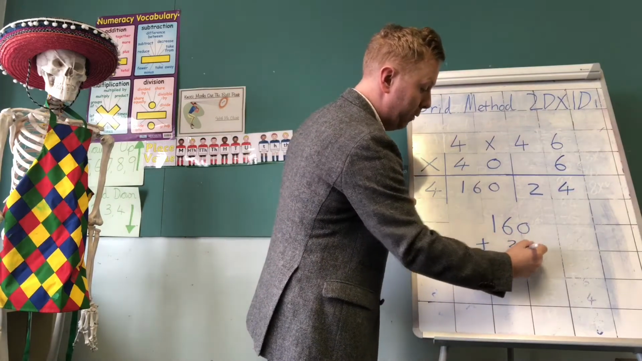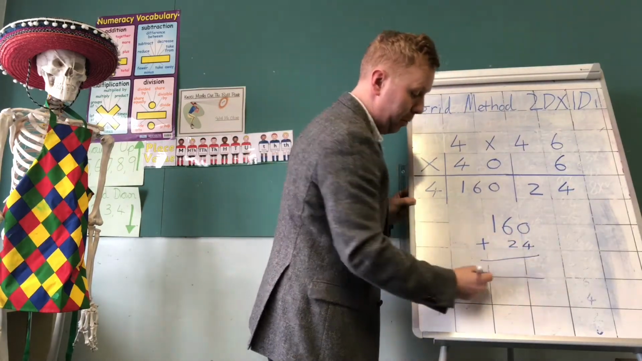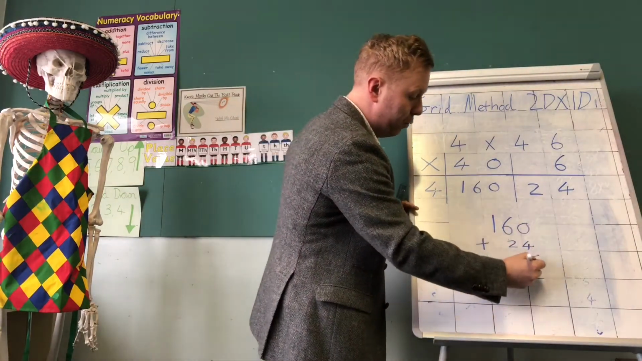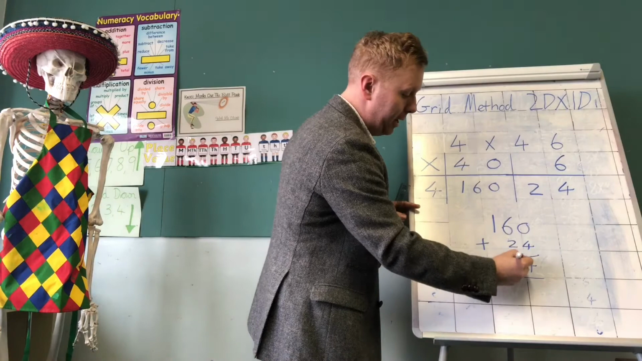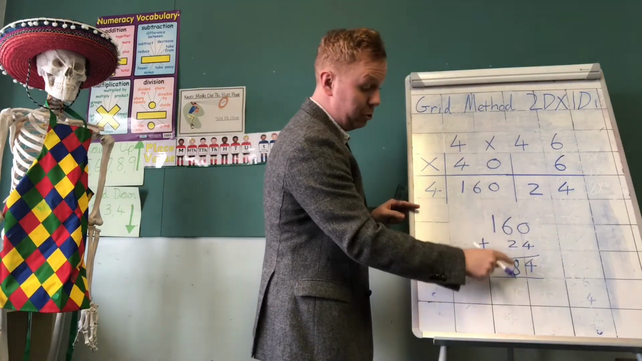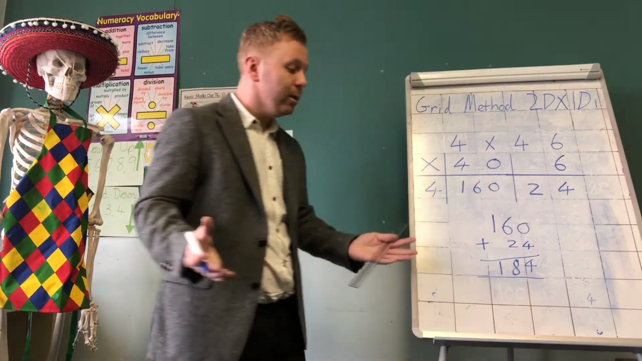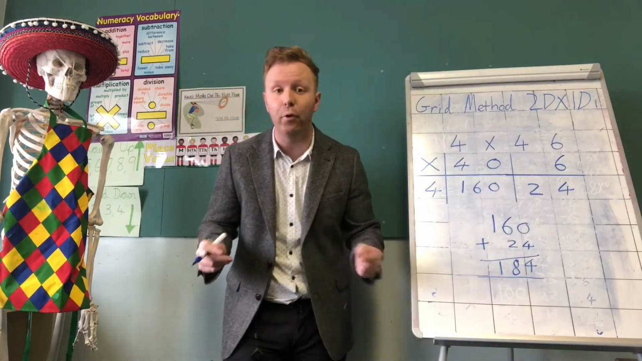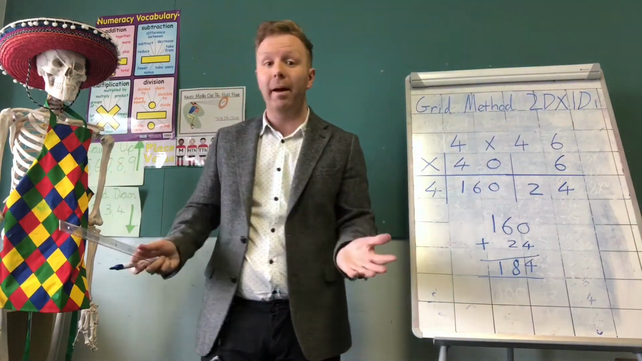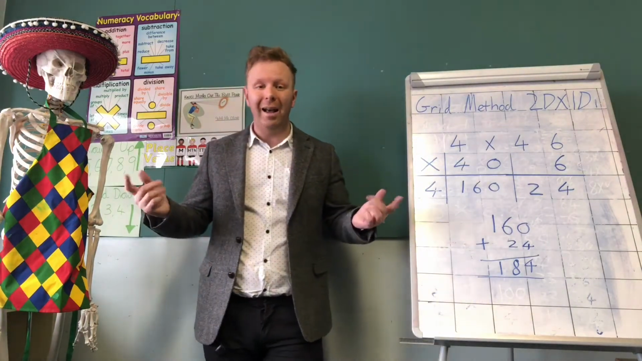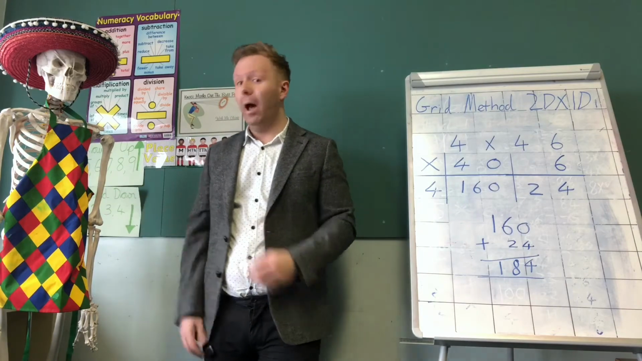20 goes in my tens, 4 goes in my units. Put my equal sign, doing it a bit messier today, don't worry about it. 4 add 0 is 4, 6 add 2 is 8, 6 tens plus 2 tens is 8 tens, and 100 is just 100. So there's my answer, 184. That's me done my first version of grid method. That's 2-digit times 1-digit. As I said, this can eventually become a mental method.